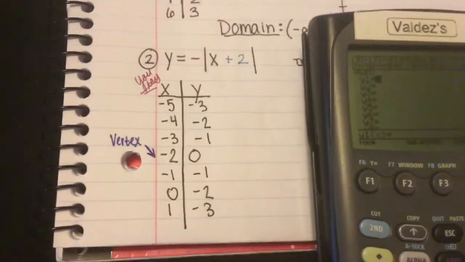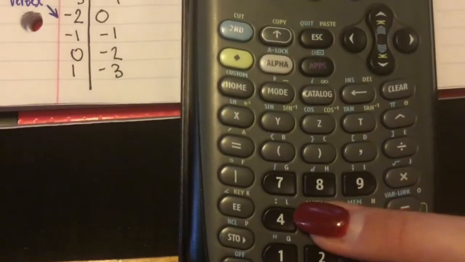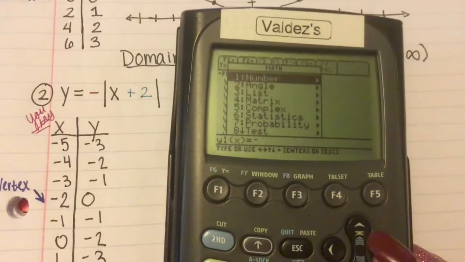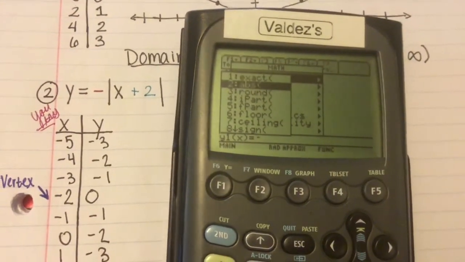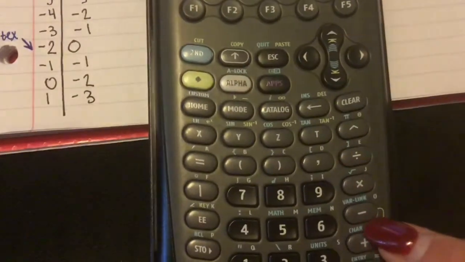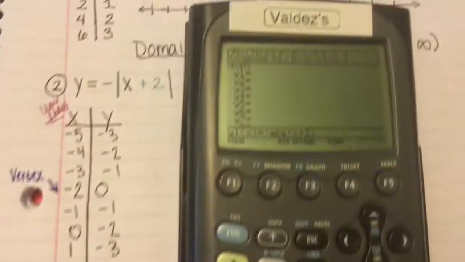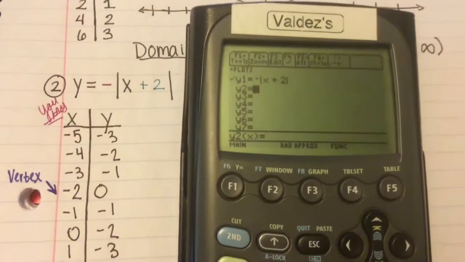I used my graphing calculator to find these points. So I hit y equals, I hit the negative symbol. I also found abs in the math button. Abs, remember, stands for absolute value. I then typed in x plus 2 into those parentheses and closed the parentheses. Remember that the x you're using is the variable and not the alpha.